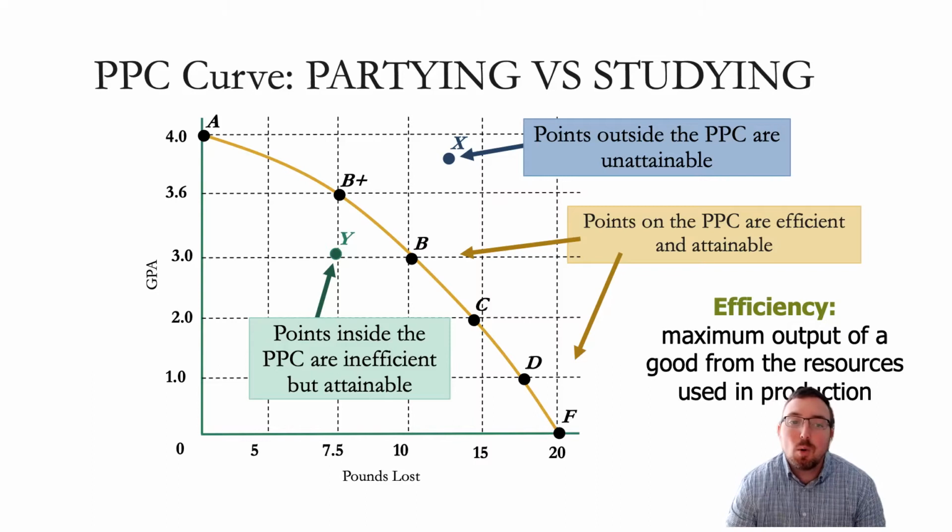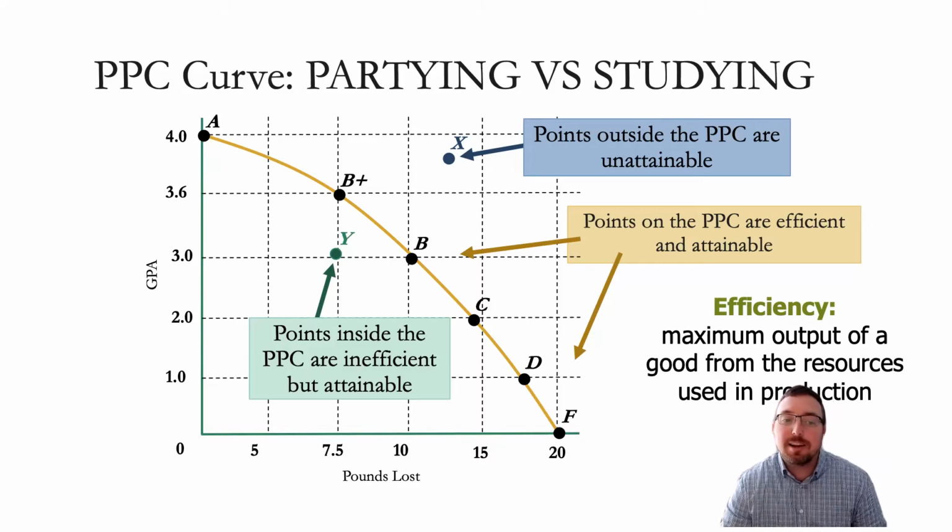Notice the unattainable points, right? Point X, again, it's outside of the curve. It's outside the PPC curve. We don't have the time available here to get what could be a 3.7 GPA and lose 12 pounds. There's just not enough time in the day for us to achieve that.